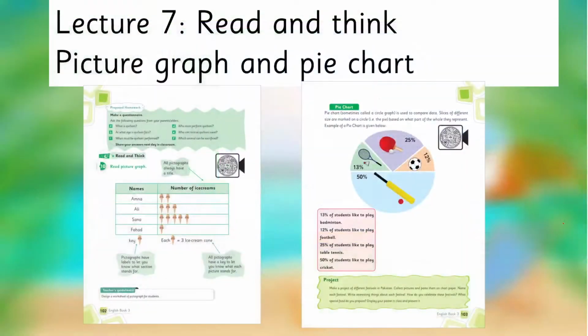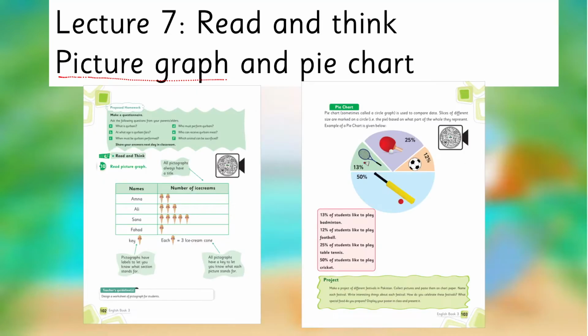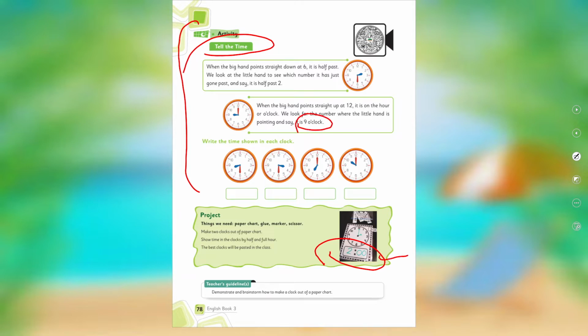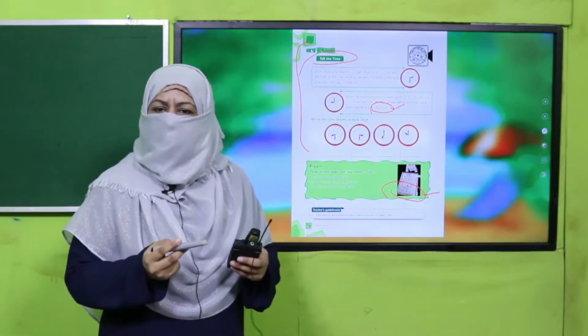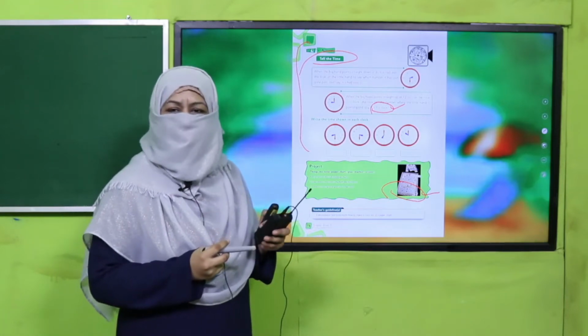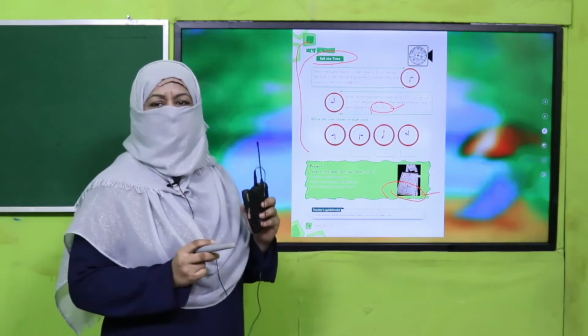Yes, my dear children, today we are going to learn about pictograph and pie chart. Before this, we have learned about time. I have taught you to tell time, and we learned we can write time in different ways. This is digital, this is in words. It means we can present the same information in different ways, right? So likewise, we are going to learn how to present information in pie chart and in pictograph.